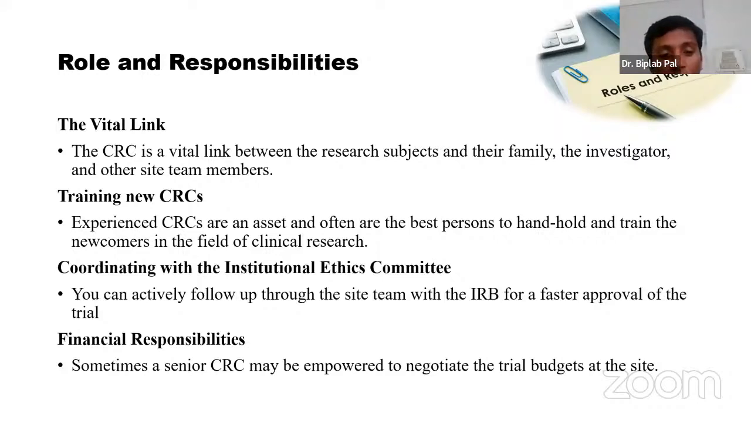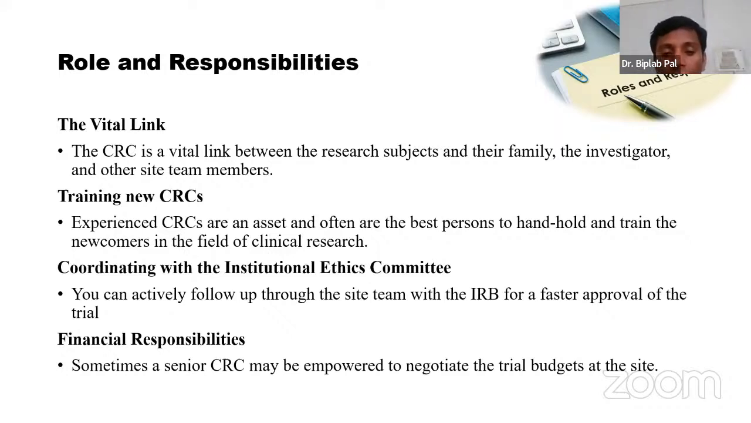Okay. Then coordination with the institutional ethics committee. Every hospital has its own committee. This committee gives approval for conducting a clinical trial in the hospital. A principal investigator cannot start the study until the ethics committee gives permission.